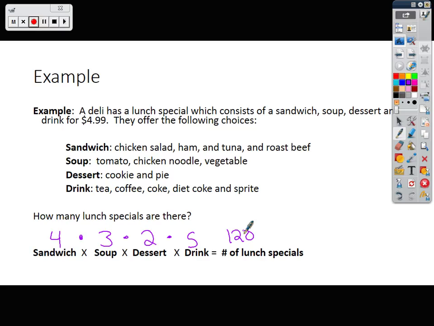Think about it. If we tried to write them all out, to do chicken salad, tomato soup, cookie, and tea, and then chicken salad, tomato soup, cookie, and coffee, and chicken salad, tomato soup, cookie, and Coke, and so on, we would get to 120 pretty quickly.